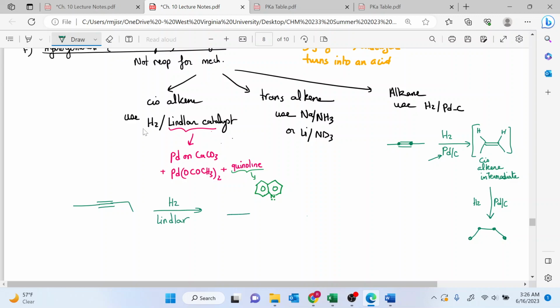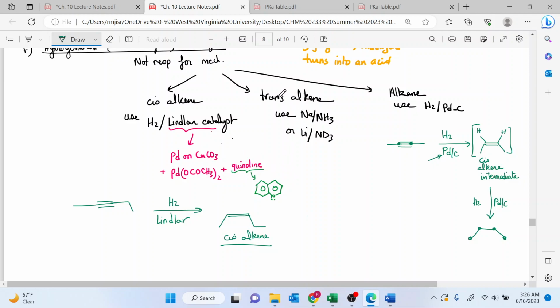Then in this case, I'm going to go ahead and isolate my cis alkene. So I'm going to end up having my cis alkene there. The reaction can stop here. It doesn't continue to an alkane because I limited the reactivity of the lead catalyst.